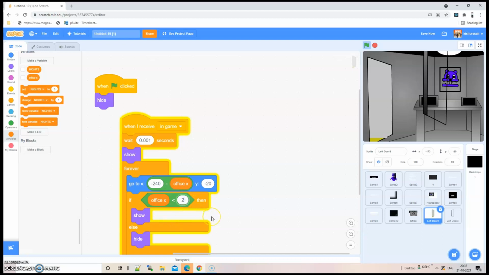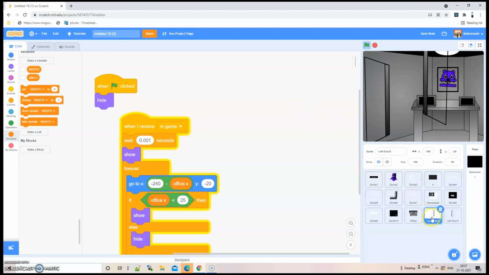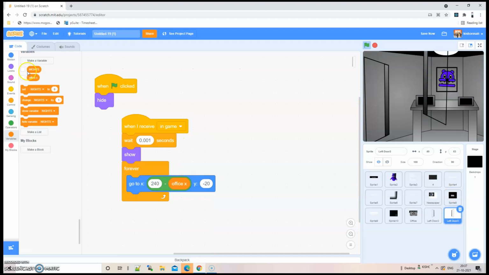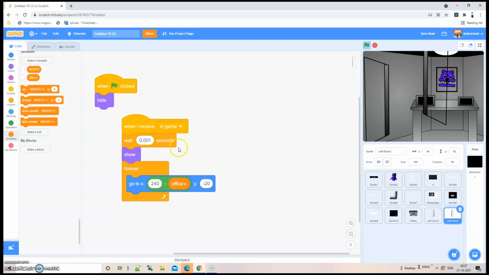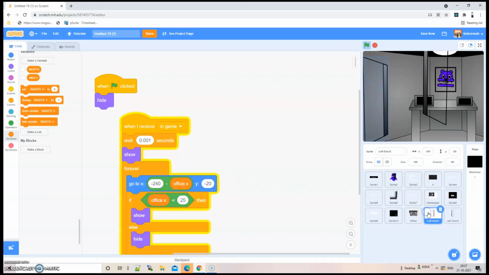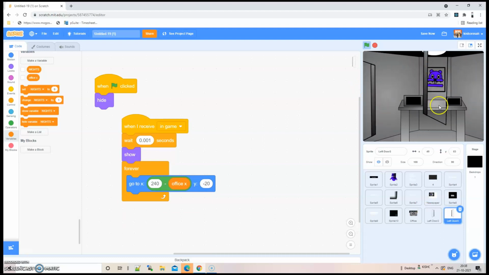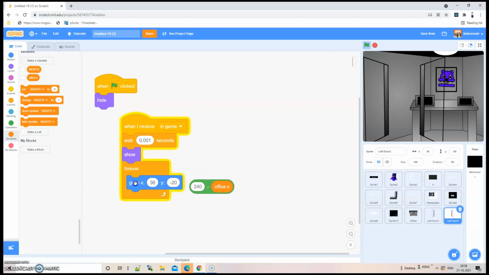Let's test it. 25. Who is the left door? And who is the right door? Oh my god. What is this? Nice. Okay. -36.